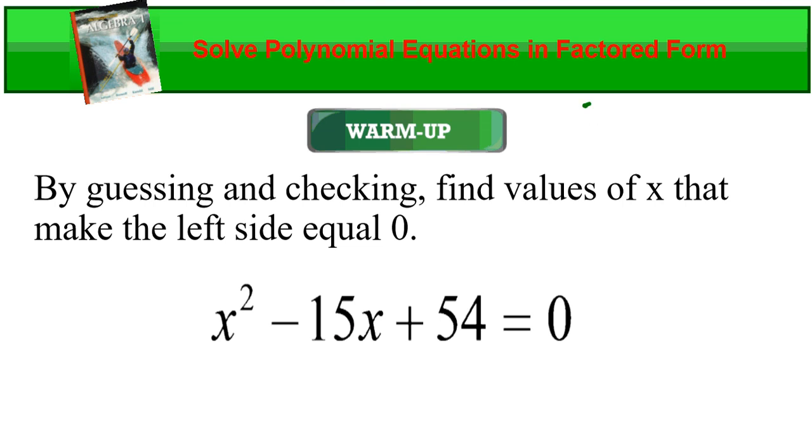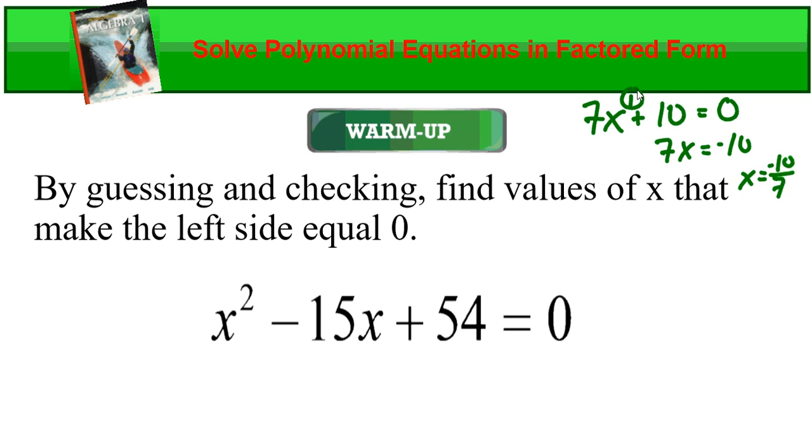An example might be 7x plus 10 equals 0. I would subtract 10 and then divide by 7, and I get negative 10 sevenths. Only one answer because the power is 1. This one, the power is 2, so I should expect there to be 2 answers.